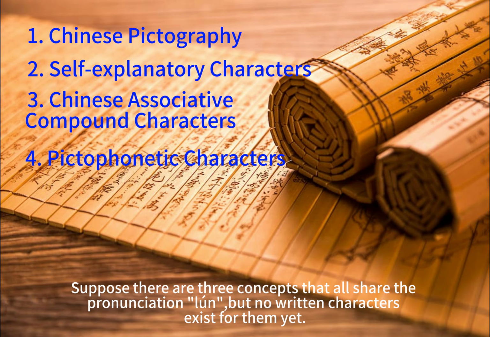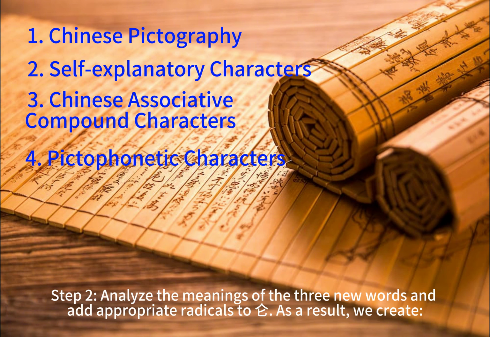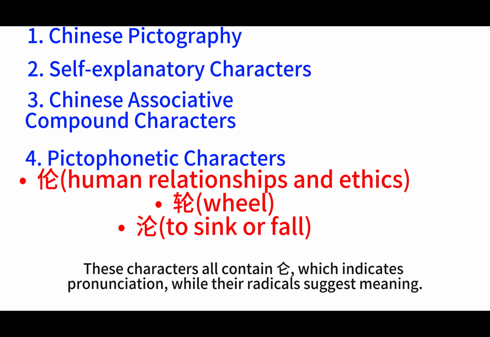Suppose there are 3 concepts that all share the pronunciation lun, but no written characters exist for them yet. Step 1. Check whether a character with the pronunciation lun already exists. We find the character lun. Step 2. Analyze the meanings of the 3 new words and add appropriate radicals to lun. As a result, we create these characters. These characters all contain lun, which indicates pronunciation, while their radicals suggest meaning.